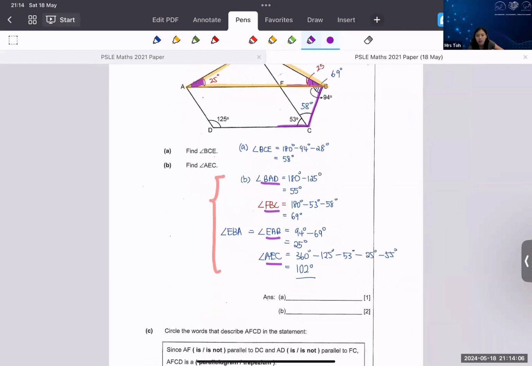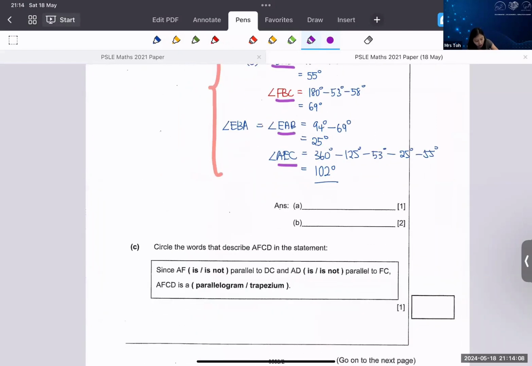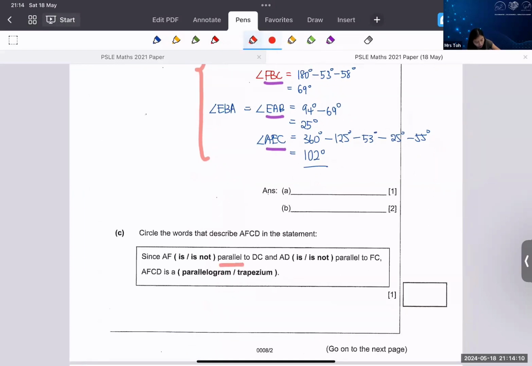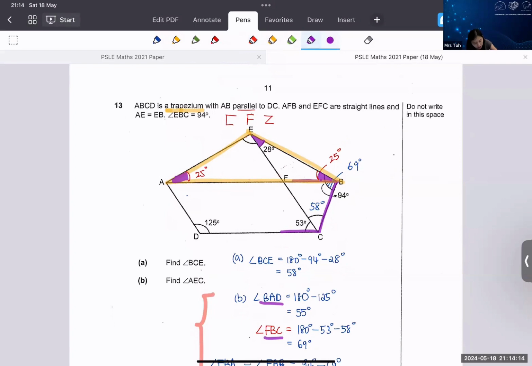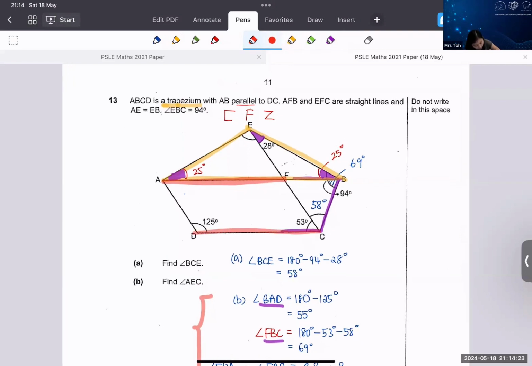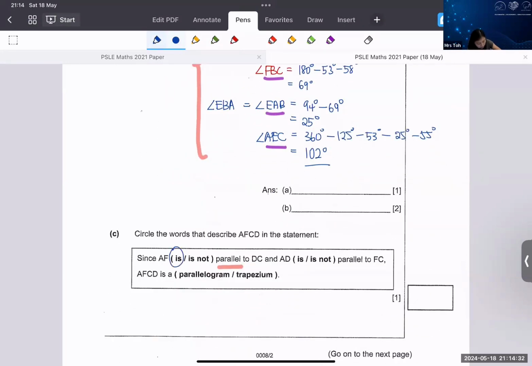Okay, now the next part. Is AF parallel to DC or not? Let's look at where is AF. AF is here. DC is here. We just now said that ABCD is a trapezium. Of course, AF is parallel to BC. That one definitely is.